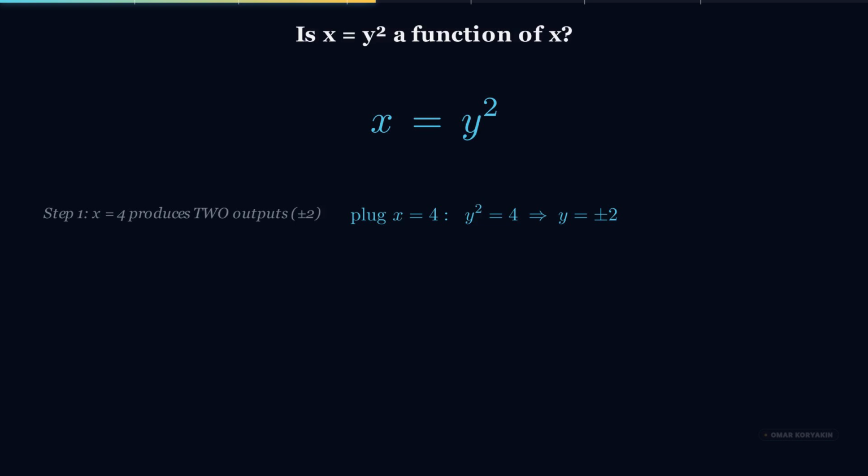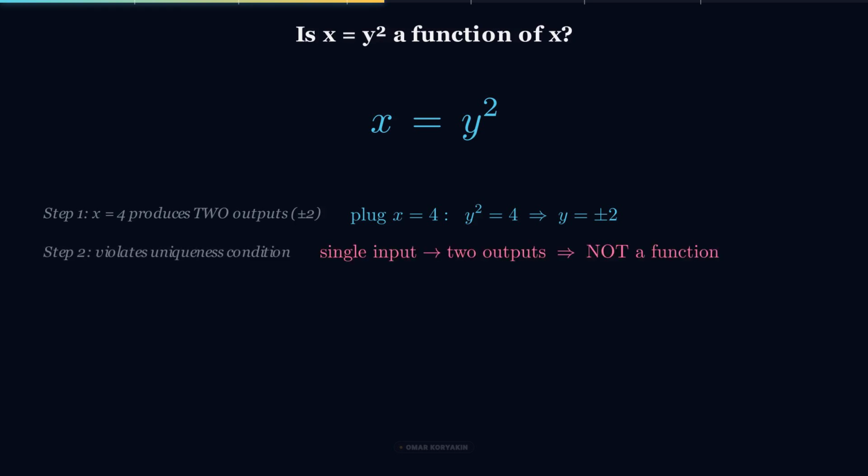The single input 4 maps to 2 different outputs, 2 and negative 2. This is the function-disqualifying pattern: 1 input mapping to multiple outputs. Step 2. Visualize the graph. The equation x equals y squared describes a sideways parabola opening to the right with vertex at the origin. The parabola has 2 branches, an upper branch in the upper half plane and a lower branch in the lower half plane, mirror images across the x-axis.